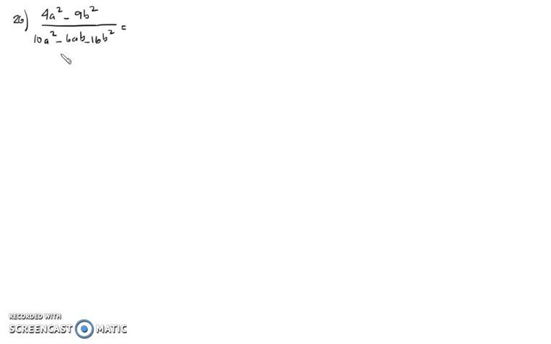For our numerator, by inspection I could say that this is a difference of two squares. This can be written as quantity 2a squared, minus quantity 3b squared. By getting the factors, that gives us 2a plus 3b and 2a minus 3b all over. Now we proceed with the denominator.